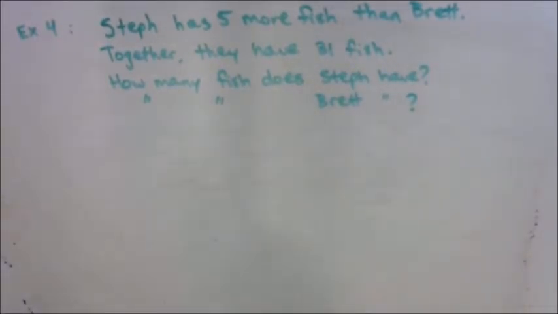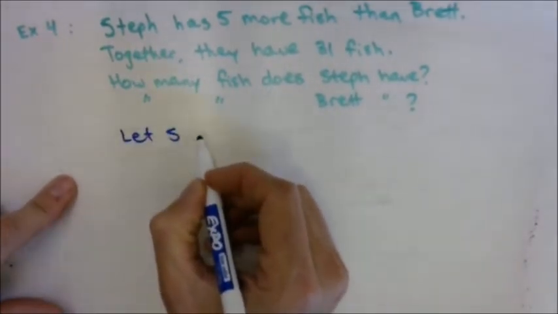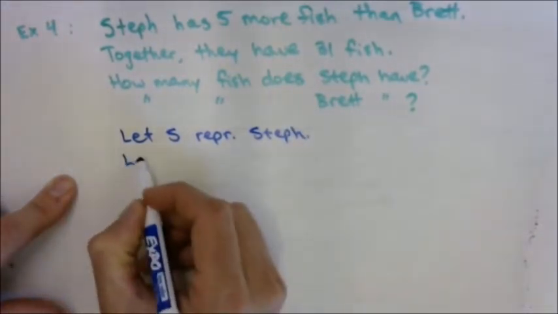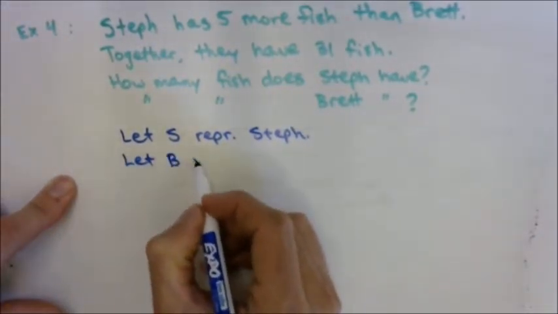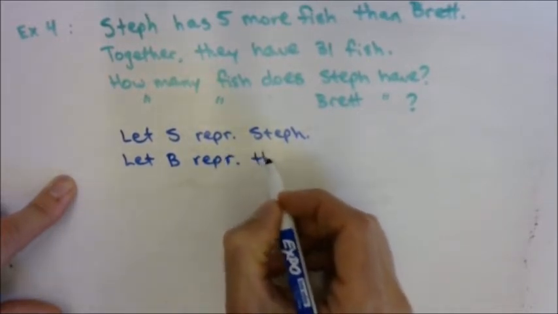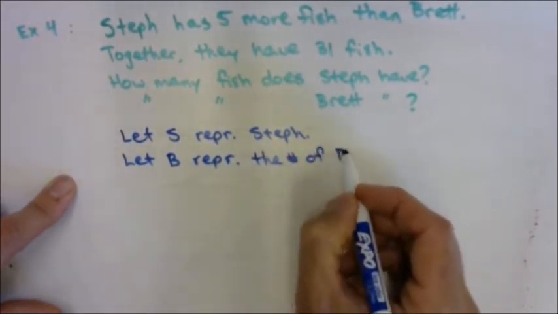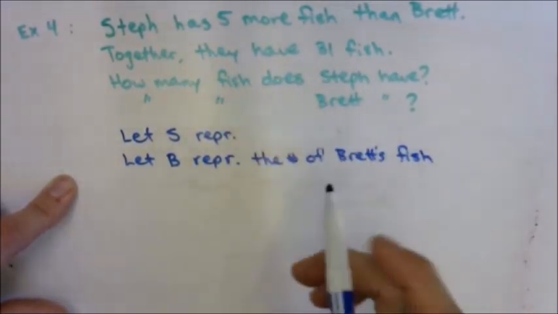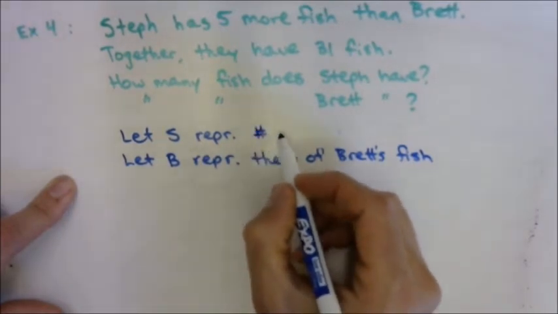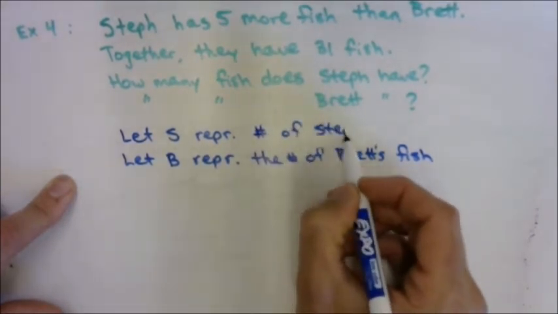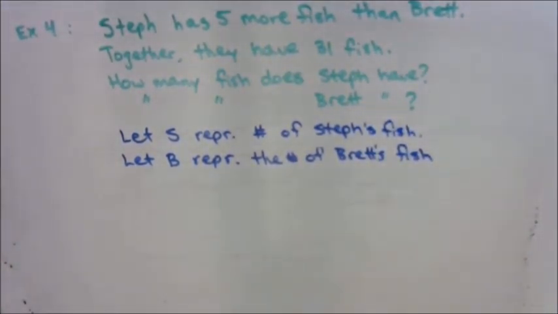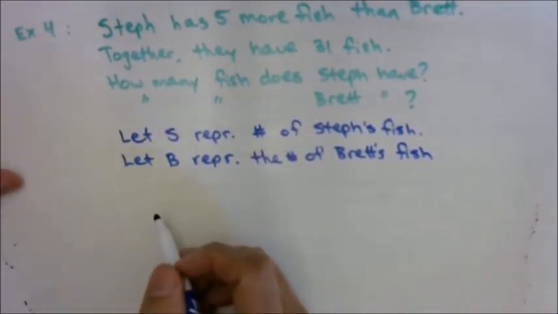But let's introduce some variables first. Let S represent the number of Steph's fish, and let B represent the number of Brett's fish. So we want to know how many fish they each have.